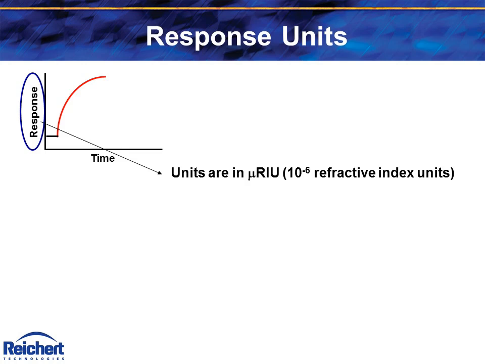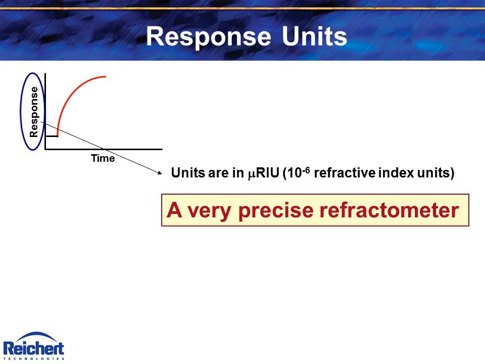SPR instruments measure very precise changes in refractive index, or in essence mass, at the surface of the sensor chip. The traditional unit of measure is a micro-RIU, or 1 × 10⁻⁶ refractive index unit. 1 micro-RIU corresponds to a change in mass at the surface of 1 picogram per millimeter squared. Now, the RMS noise level of the Reichert SR7500 DC is 0.05 micro-RIU, or equivalent to a mass change of only 50 femtograms. This high sensitivity enables the monitoring of either low molecular weight molecules or very few molecules of higher molecular weights with great confidence.